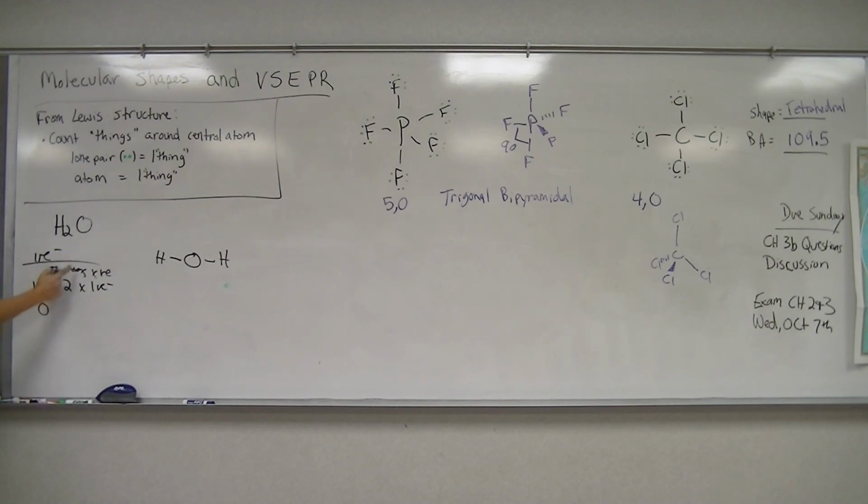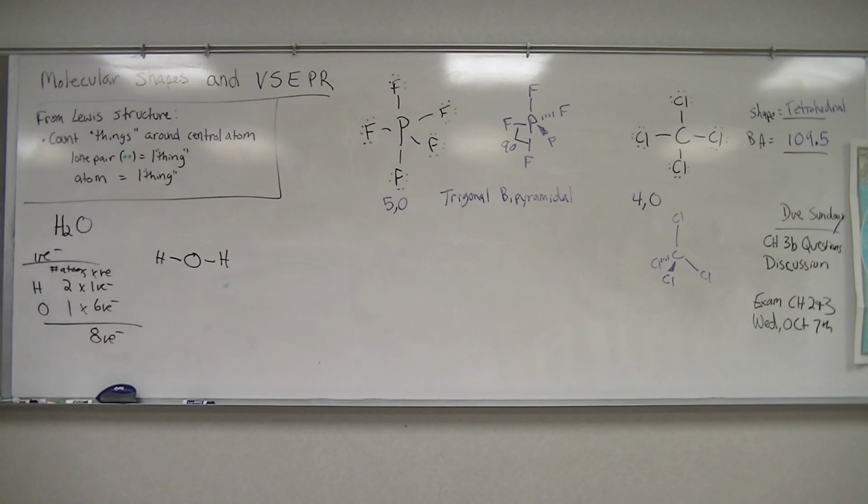How about oxygen, how many atoms? 1. If there's no number after it, we assume it's a 1. And then 6 valence electrons because it's in group 16. So then we add for our total, we get 8.